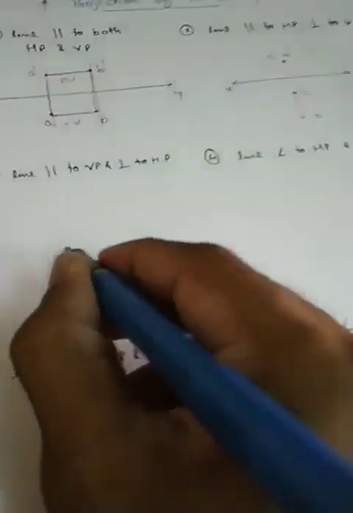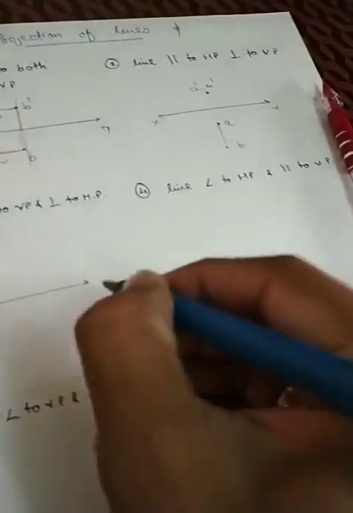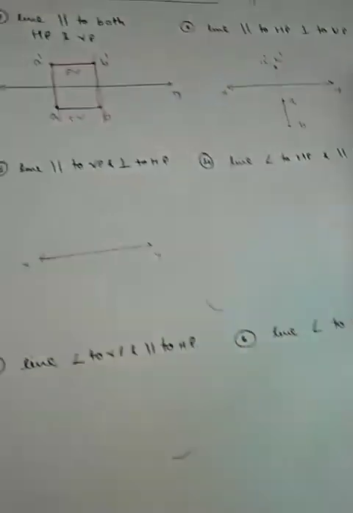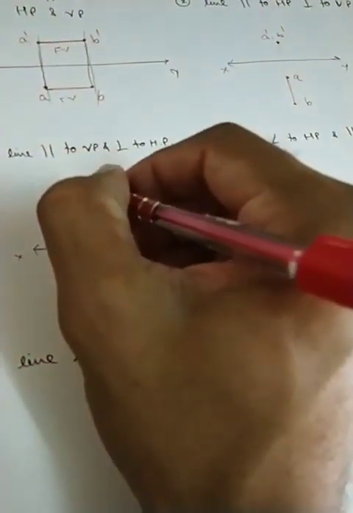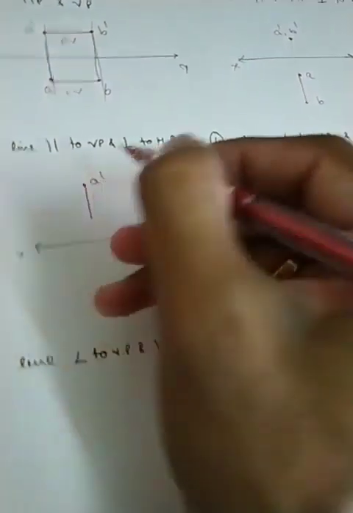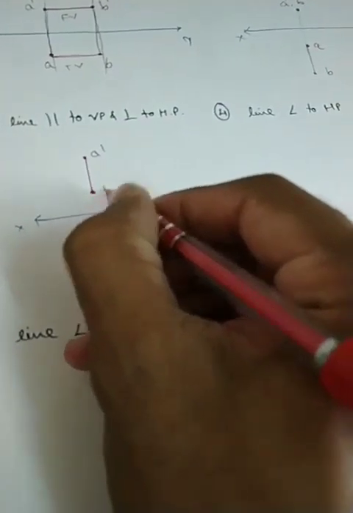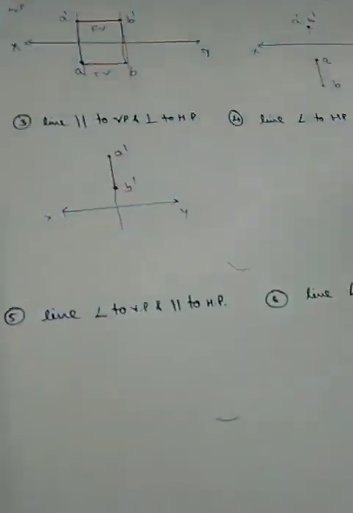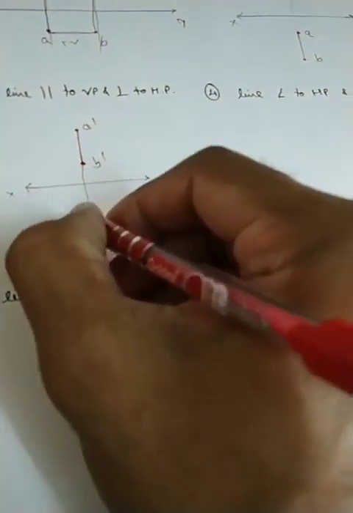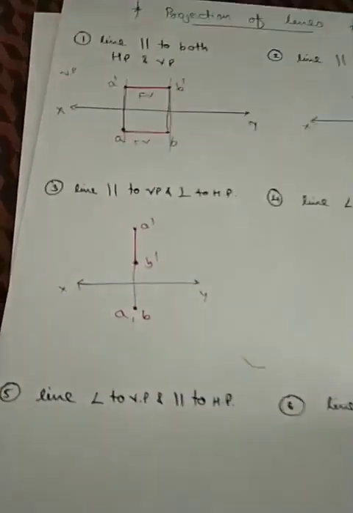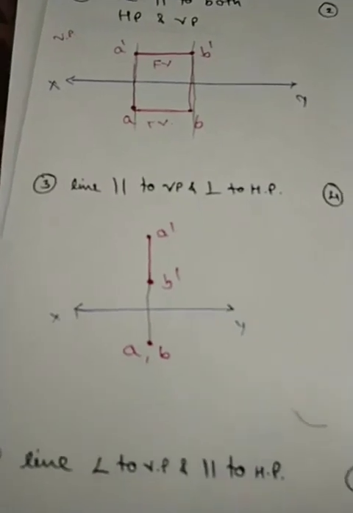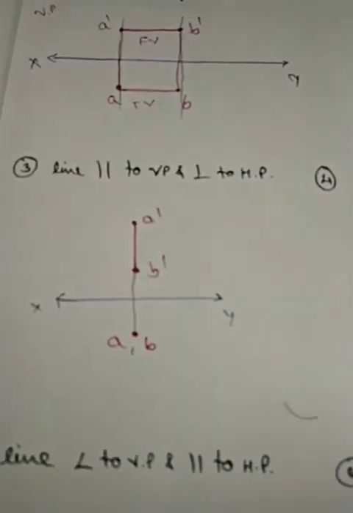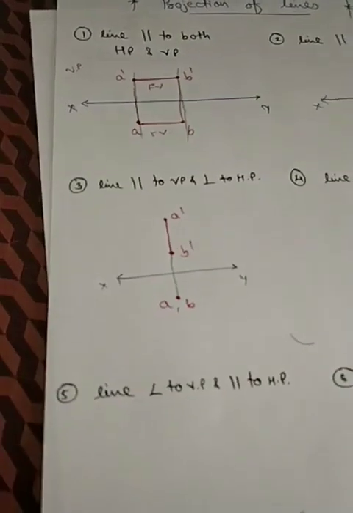So in this particular case, this will be your XY line. Your front view will be a line, so that becomes A dash and B dash. Now we'll draw the projection lines. This will be the projection and the top view will be your A to B. So in this case, line parallel to VP and perpendicular to HP, in front view you can see the line and in top view you can see the point only.